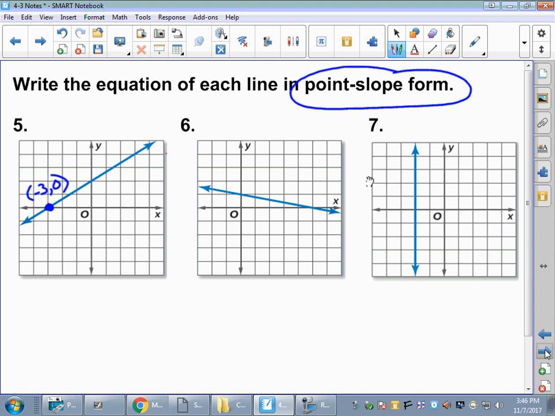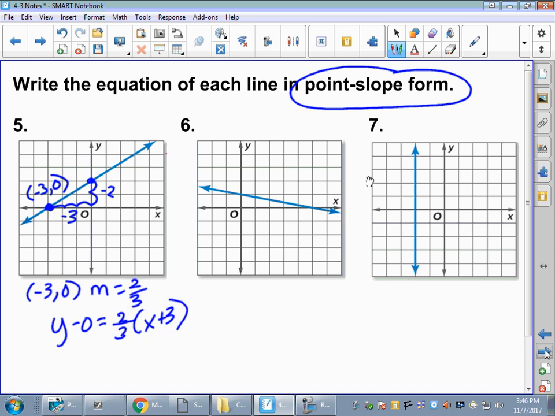And I got to find my slope. So if I use this point to find my slope, I'm going down to 3 to the left. So that's a negative 2/3 slope. So I have my ordered pair, and I have my slope. So my point slope form would be y minus 0 is equal to positive 2/3 x plus 3. Now you could have several different answers for point slope, because if I used a different point, say this point here, I would have the same slope, but I would have a different ordered pair in there. So there's several different answers that will work for point slope.